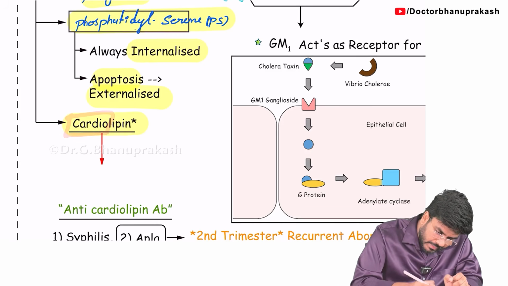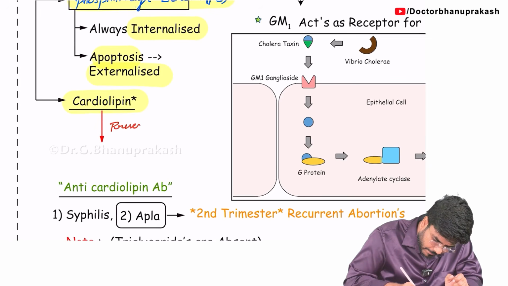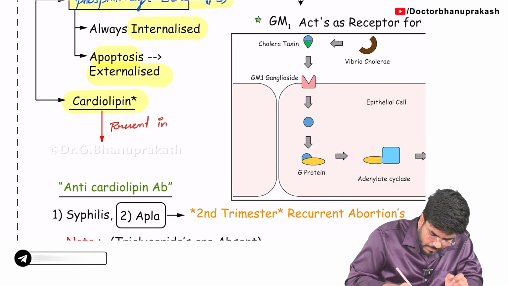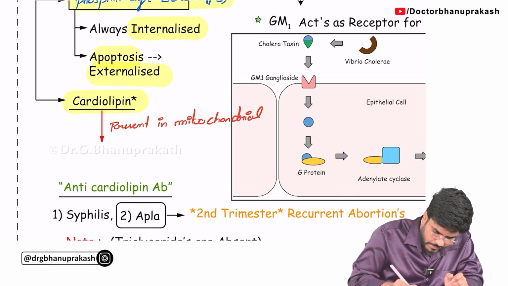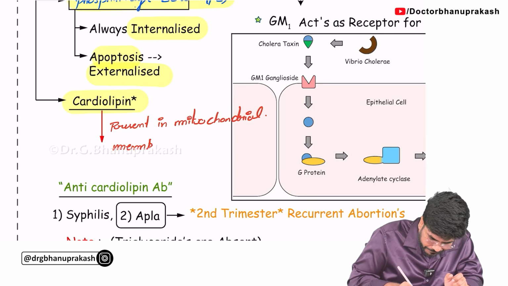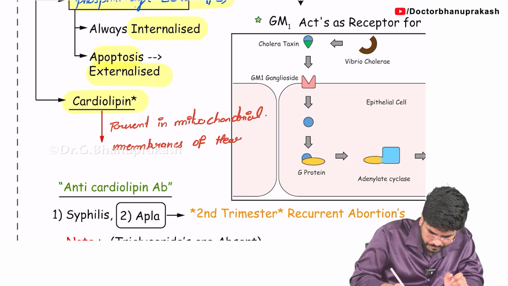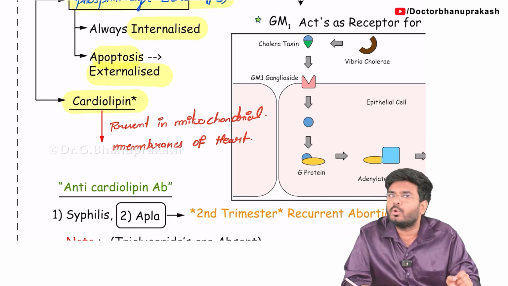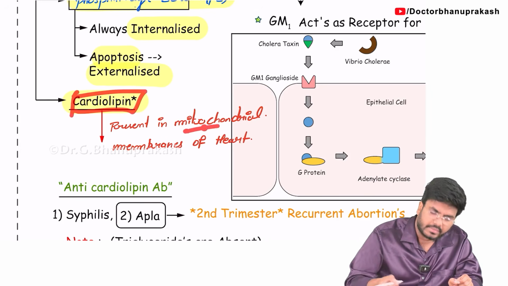So the cardiolipin is exclusively present in the mitochondrial membranes of the heart. It's exclusively present in the mitochondrial membranes of the heart, and this is the question asked. Cardiolipin, where is it present? In the mitochondria. This question was asked.